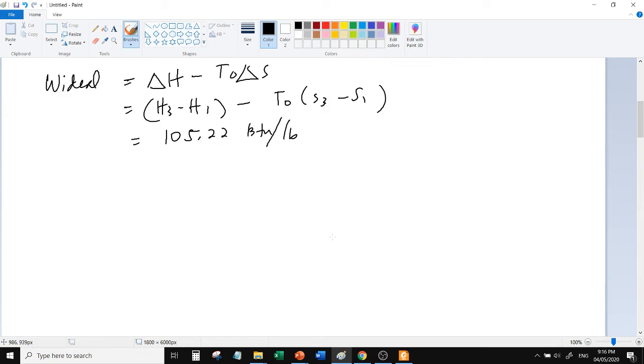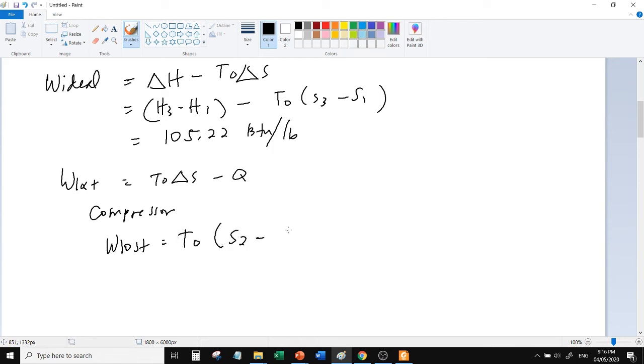Okay? So, next is the work lost. The general equation is T naught delta S minus Q. First, let's solve for the work loss in the compressor. So, work loss in the compressor is T naught times S2 minus S1, because the compressor is from point 1 to point 2. Adiabatic, Q is 0.